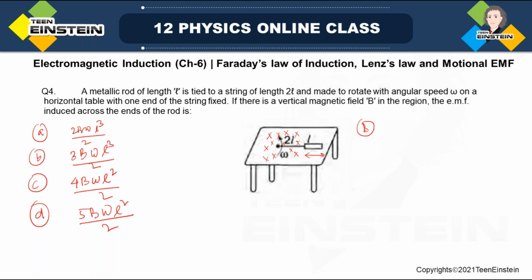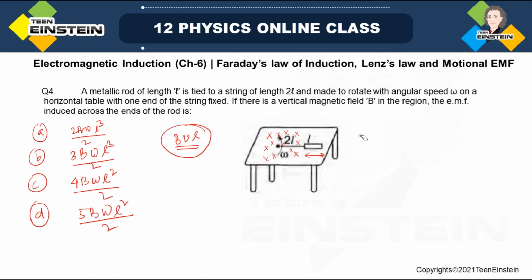What is the problem? A metallic rod of length L is tied to a string of length 2L, which is fixed at one end, and the rod, tied to the other end of the string, is rotated with angular speed omega. What will be the induced EMF across the length of the rod? That is the question. In this case, this is a motional EMF. We can write BVL. This is the main fundamental formula we are going to use here.